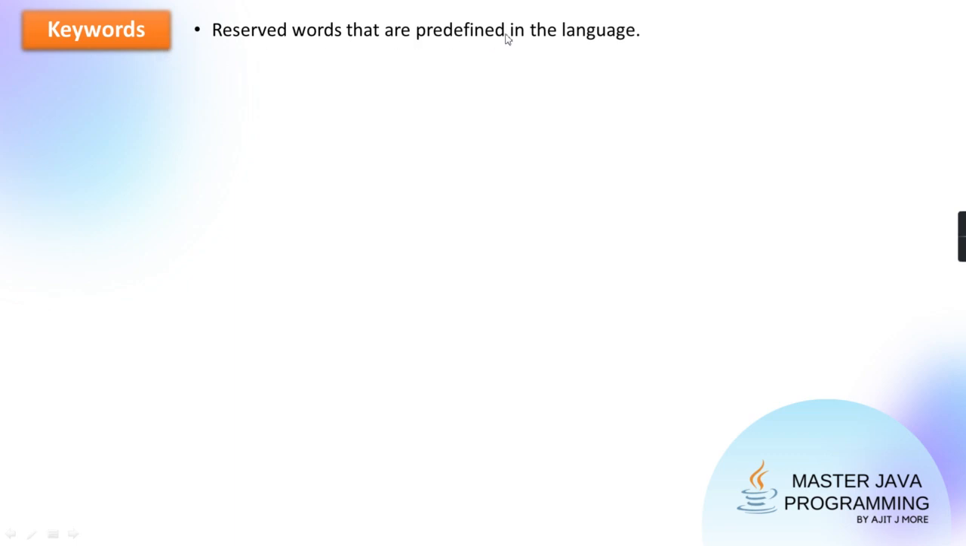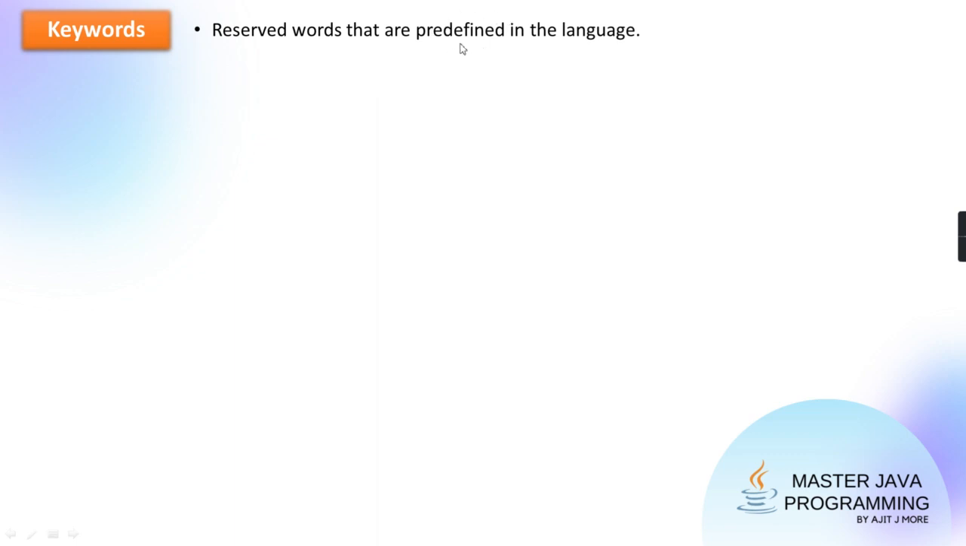Keywords are the reserve words that are predefined in the language. Are they decided by the language designer? Yes. And it is fixed. Is that set static? Yes. Maybe in the next versions of Java, some more keywords might get added. They have added, like in Java 7 and later versions, some more keywords which were not in the older versions. So they are the reserve words.